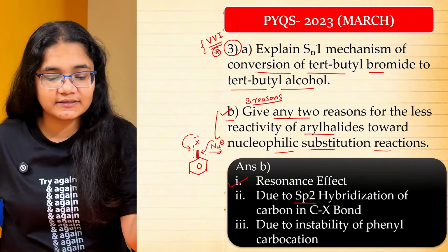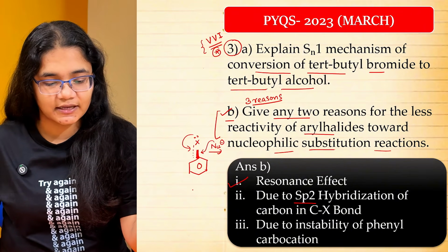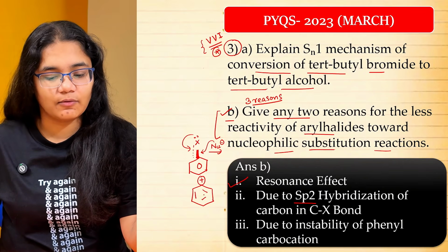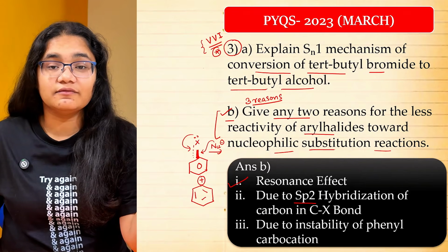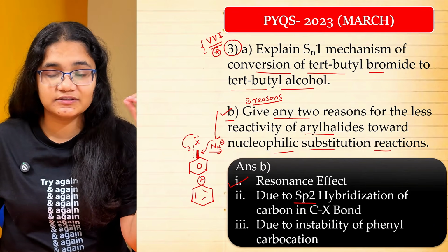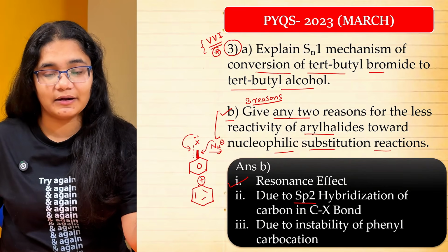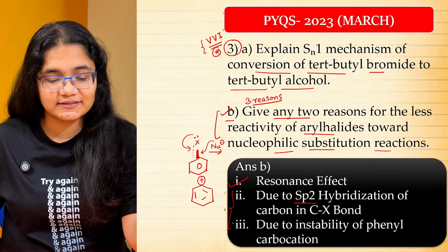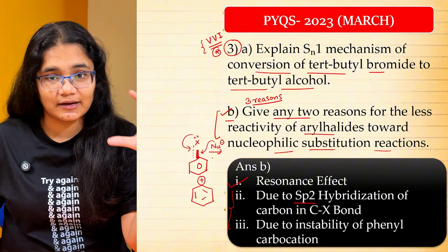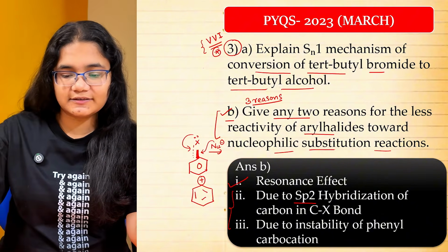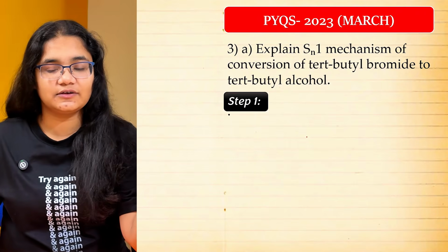And the third one is, suppose the X leaves here. What will you get? You will get something like this. This is formed, and this is a phenyl carbocation, which is highly unstable because the positive charge is on the electronegative carbon, which is sp2 hybridized. So because of these three reasons, nucleophilic substitution reactions on the haloarenes are not easy. Now let's go to the first question, that is your SN1 mechanism.